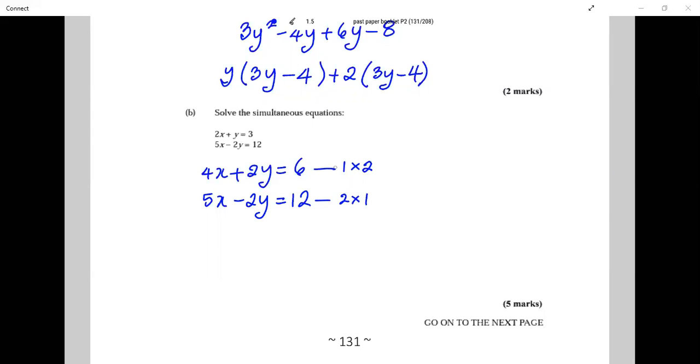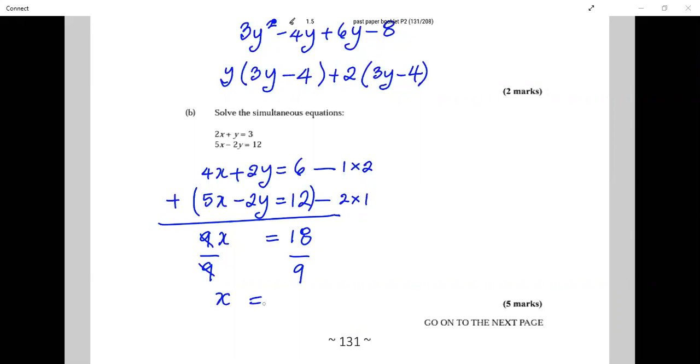Next, I'm at the point now where I'm going to eliminate y. To eliminate y, I'm either going to add the two equations or subtract them. If the signs of y are the same, I would subtract. If the signs of y are different, as in this case, I'm going to add the two equations. So 4x plus 5x is 9x, is equal to 6 plus 12, which is 18. Then I'm going to divide both sides by 9.